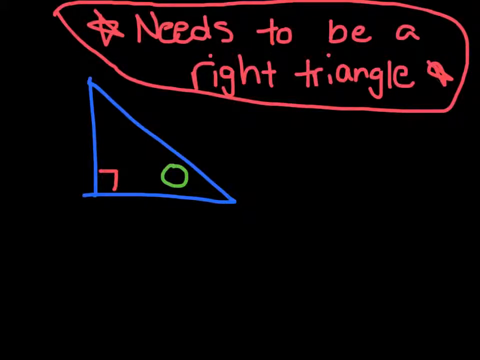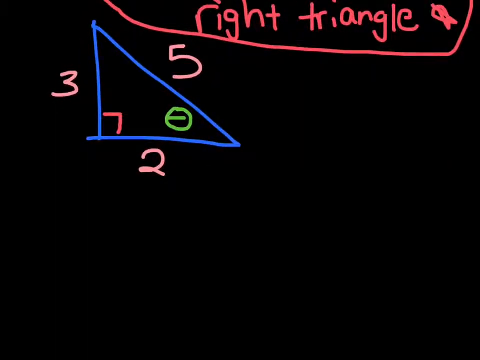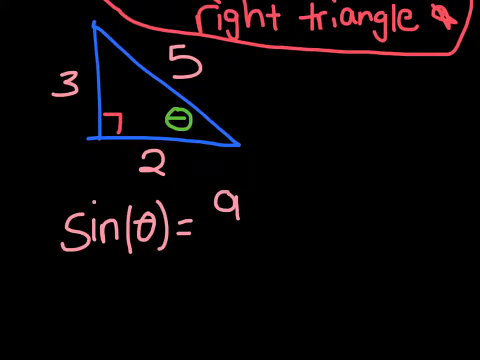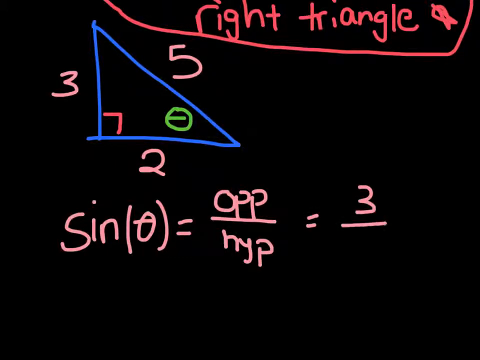So, let's say we have a theta right there. We have values of 2, 3, and let's say this is 5. Making up numbers now. So, let's say we want to find the sine of this angle. We would use SOH, which is opposite over hypotenuse, which is equal to 3 over 5, because this is the opposite side to the angle, and this is the hypotenuse of the triangle.